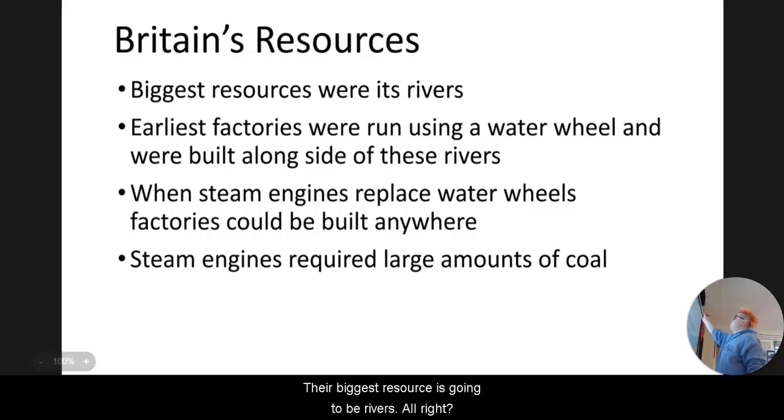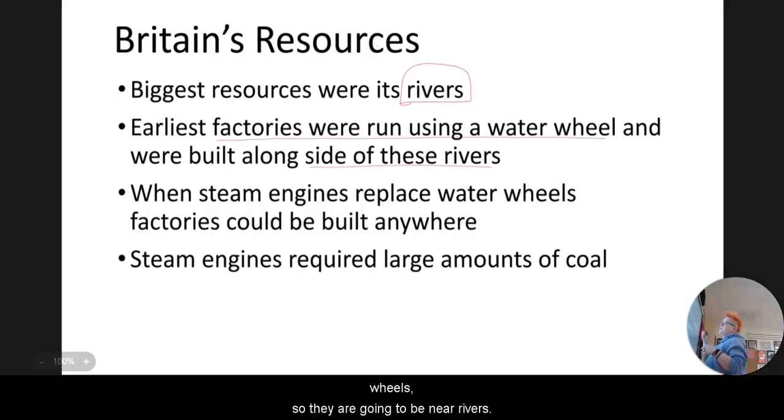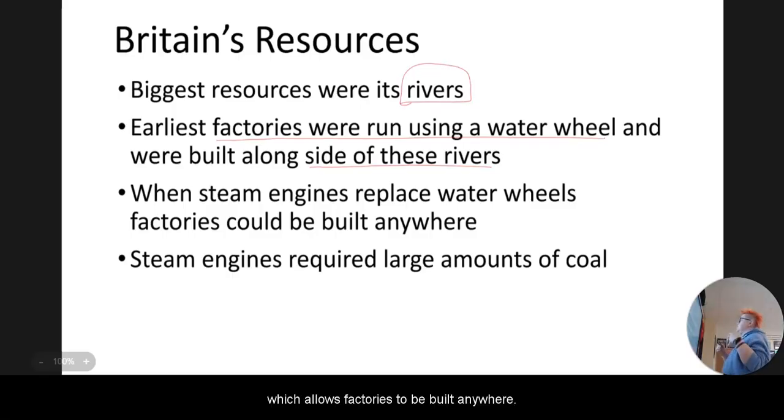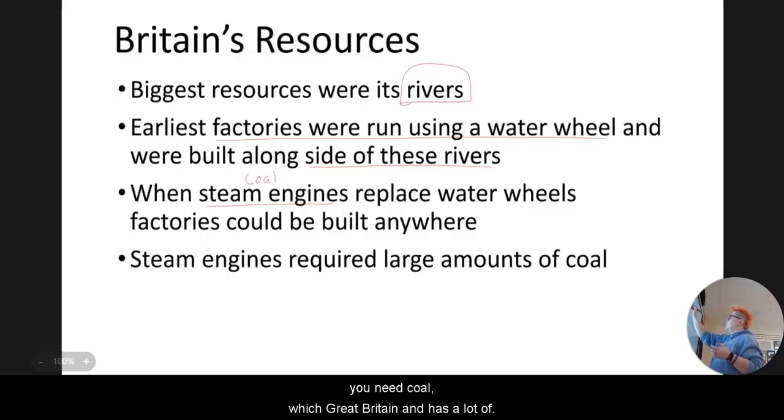Their biggest resource is going to be rivers. All right, and we see that in the map on the previous page, right? There were a lot of rivers, a lot of canals, all right? And most of our factories are going to be run using water wheels, so they're going to be near rivers. We're going to see the same thing happen in the United States. There's a reason why Albany and Troy and Schenectady are right along rivers, okay? Eventually, though, the steam engine is going to replace that, which allows factories to be built anywhere. In order to run a steam engine, you need coal, which Great Britain has a lot of. So they're going to be able to do these steam engines, right? Steam engines require large amounts of coal.